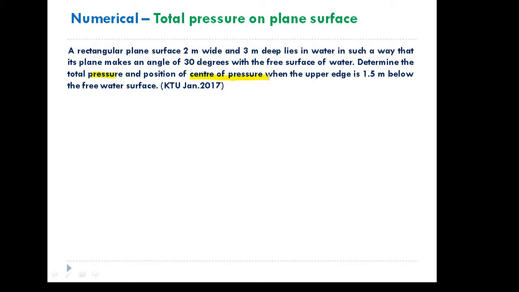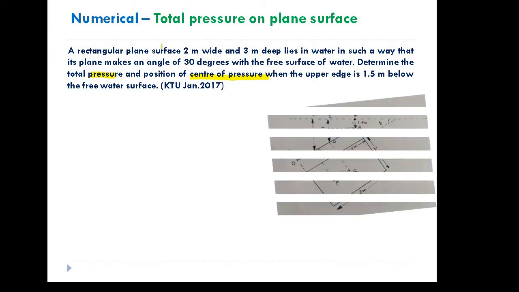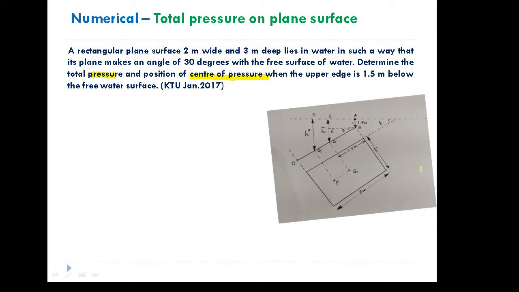Okay, so how will you approach this problem? It's a very simple problem. The dimensions are given, 2 meters into 3 meters, so the area will be 6 meters square, and theta is given as 30 degrees. So first of all we have to sketch this arrangement. So this is the arrangement. This is a rectangular plate, 3 meter depth and 2 meter dimension in the other axis. So the area will be 3 into 2, that is 6 meters square.